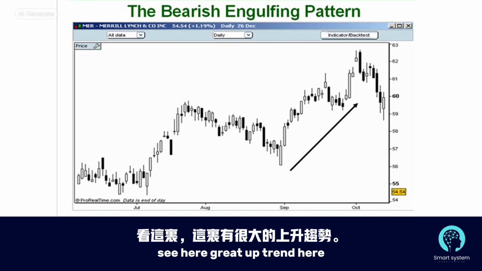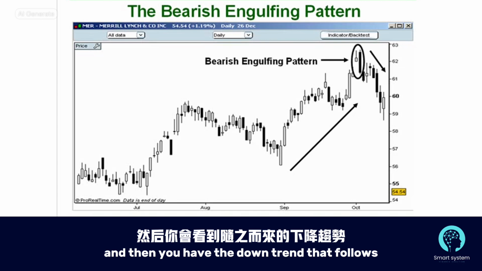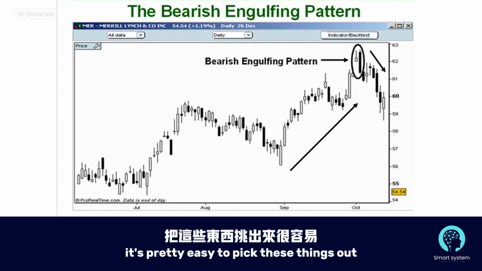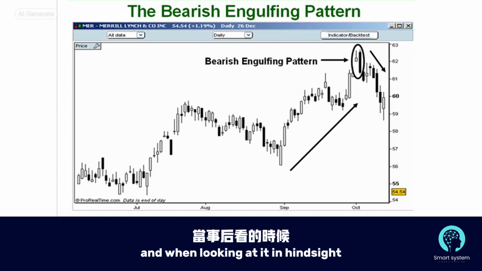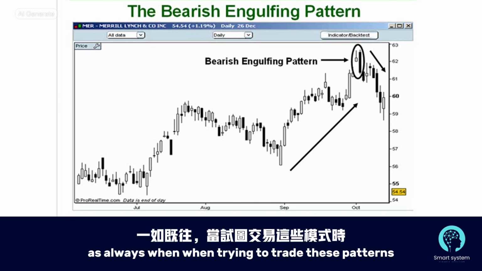See here, we've got a great uptrend. You've got the bearish engulfing pattern, and then you have the downtrend that follows. And obviously, like in all my lessons, hindsight is 20/20. It's pretty easy to pick these things out and have them work out when looking at it in hindsight. So make sure you're looking for multiple things that confirm, as always, when trying to trade these patterns.